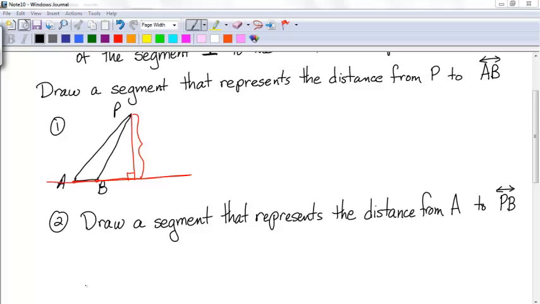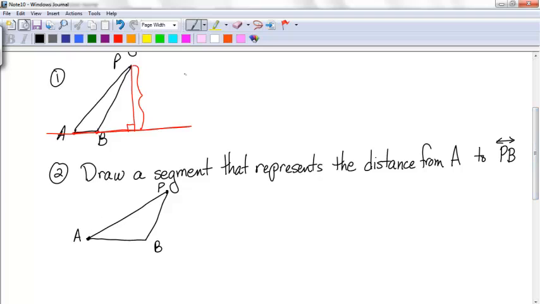On this one, here's the beginning. Okay, this would be point P up here. This one is A, and this one is B. Now, it's the distance from A to PB. So it's got to be a perpendicular from point A. It's got to be from here and then perpendicular to this line. So perpendicular to this line is going to go about right here. It's got to be a 90-degree angle.